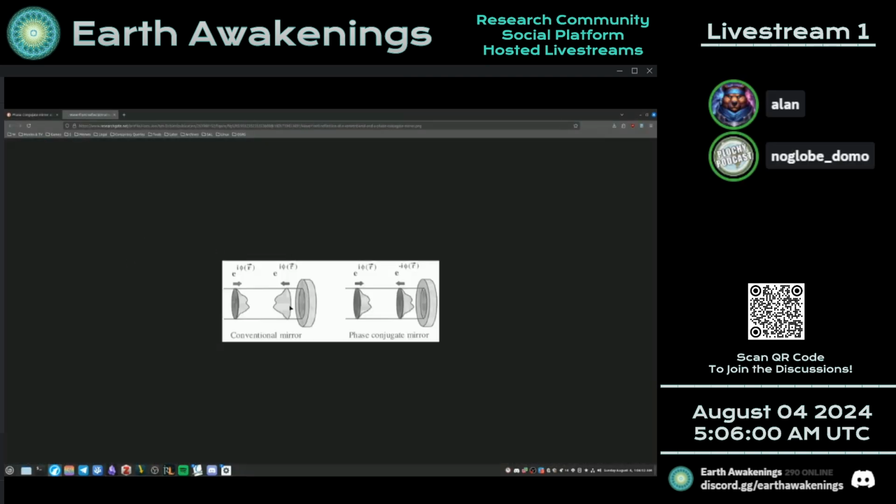So the difference between a regular mirror and a phase conjugate mirror is that when you send out a wavefront and it gets reflected by a material object, you can't guarantee that the wavefront is preserved or that it's the same as when the signal was sent.